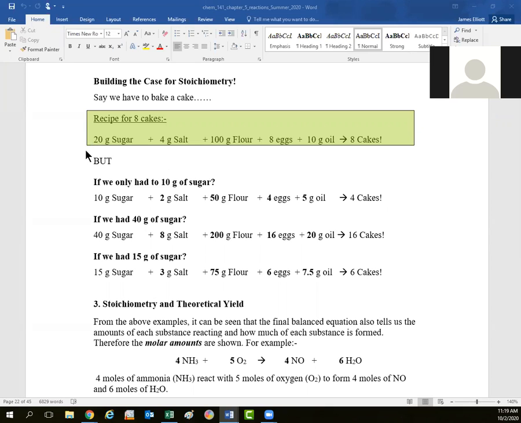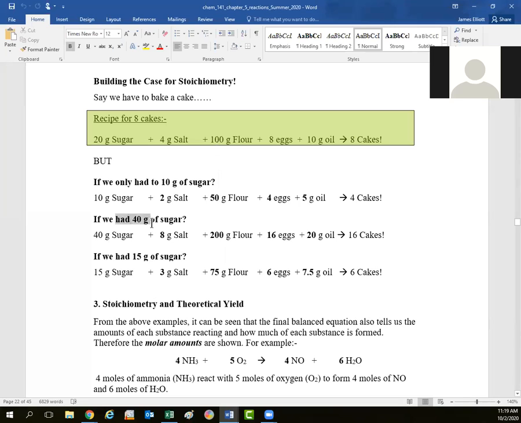And Maria's back. So just like any cooking recipe, which we can scale up or scale down, we can do the same thing with a chemical reaction. So let's say from our cooking recipe, one day we only had 10 grams of sugar. Oh no, that's only 50%. That can still work for us if we use half the amount of salt, just 2 grams, half the amount of flour, just 50, half the number of eggs, 4, and half the amount of oil, 5, and we'll produce half the number of cupcakes.